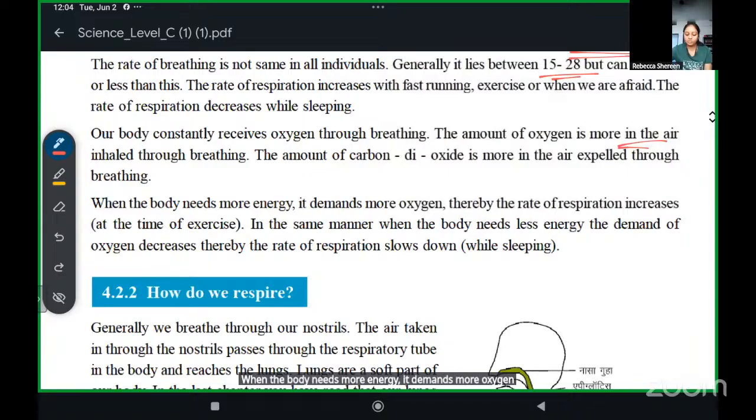When the body needs more energy, it demands more oxygen. Thereby, the rate of respiration increases. Now, why does this happen? Why do we breathe more?